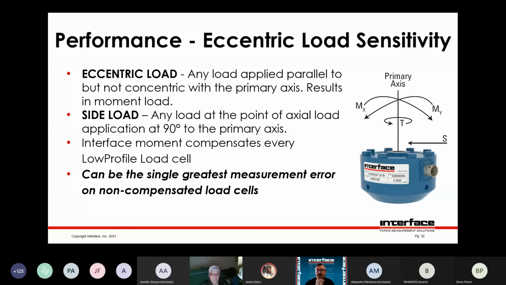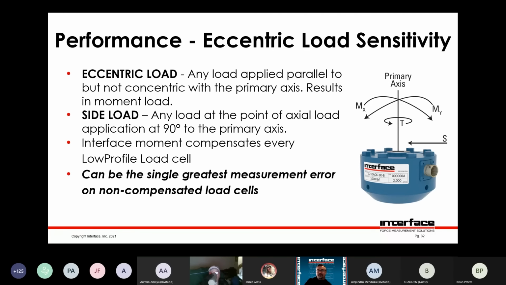So eccentric load is any kind of load that's not exactly on the load axis. Could be bending, could be a torsion, could be a side load. If you have a compression load and you move it off center, that creates a bending. That's an eccentric load. If you have, say, the load cell installed in a rod and the whole rod wants to bend as you're loading it, that'll apply bending moments.